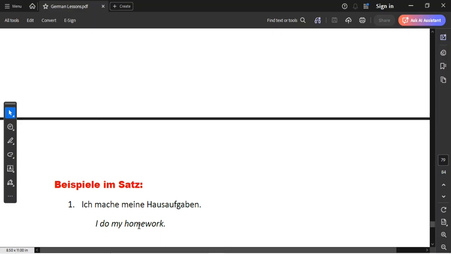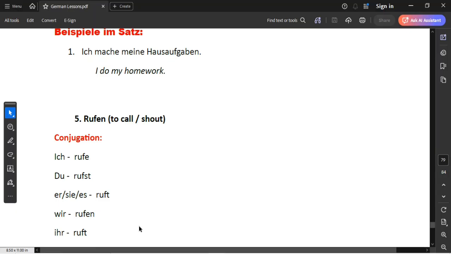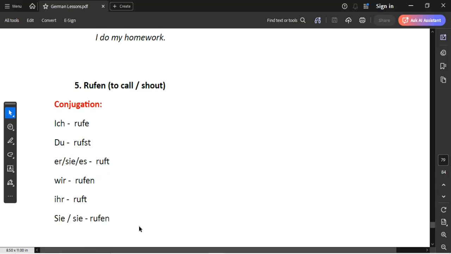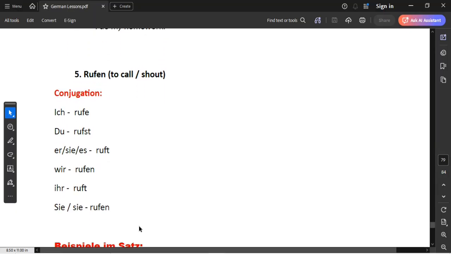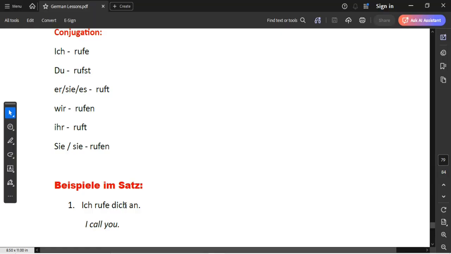Ich mache meine Hausaufgaben. I do my homework. Now, Beispiel Nummer 5, we have rufen, which means to call or to shout. So the conjugation will be ich rufe, du rufst, er ruft, wir rufen, ihr ruft, sie rufen. So Beispiel im Satz, it will be: Ich rufe dich an.